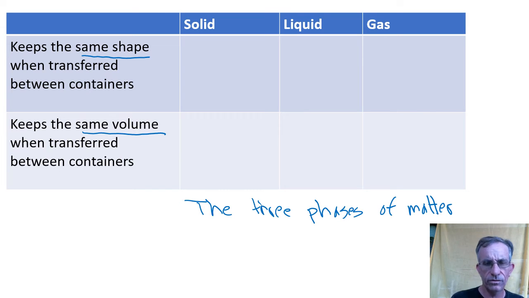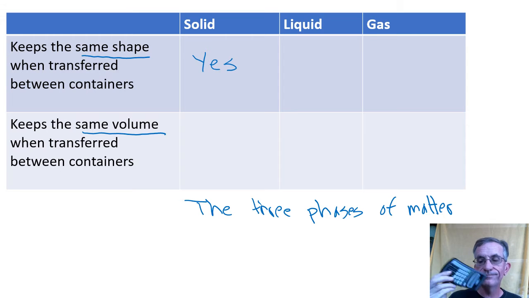Let's go through an example. Let's say I was to think about a solid, like this pen, or this calculator. If you have a calculator and you move it from one place to another, so I have it in my hand right now, and then I stick it in this beaker, does the shape of the calculator change, or does it stay the same? It stays the same, right? The calculator still looks like the same shape. It's still kind of a square rectangle. So yes, it keeps the same shape.